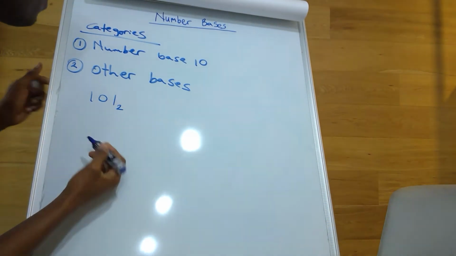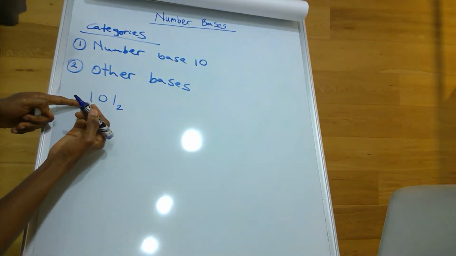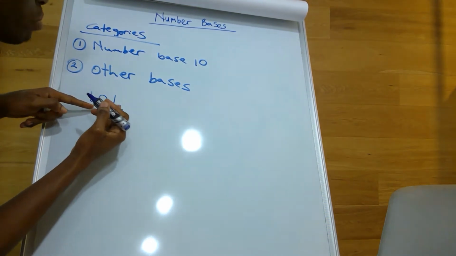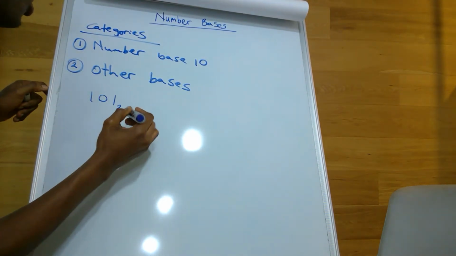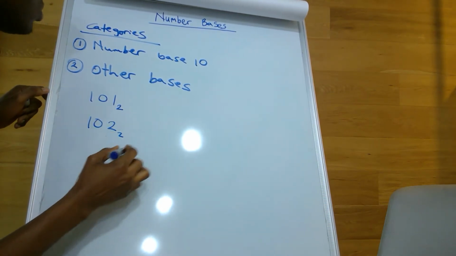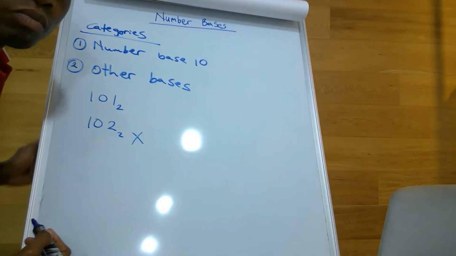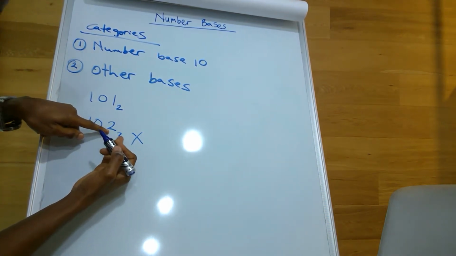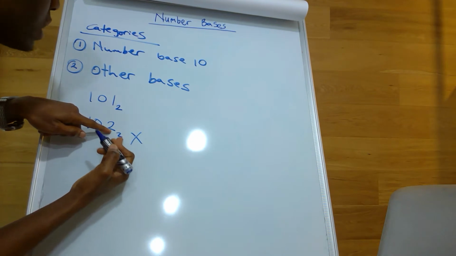101 base 2. Look at this. This is a good number. This is in base 2. This is 101 base 2. This number is in base 2. It's not possible to have a number that is 102 base 2. This is wrong, totally wrong, because the base is 2, so the digits must be lower than the base.